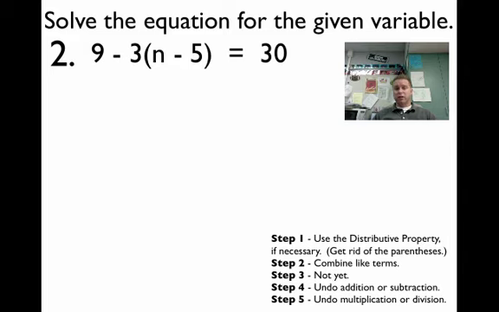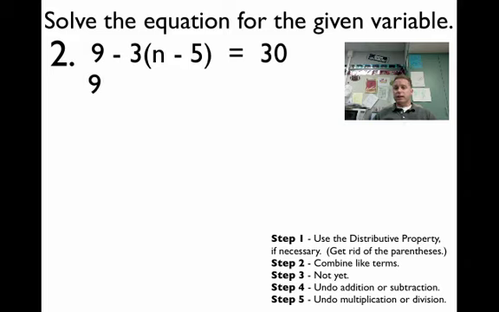Number 2, probably the hardest problem we've got this week, and that's 9 minus 3 times the quantity n minus 5 equals 30. Step 1, look for distributive property. Well, we have it because we have parentheses. Now the problem here is, what are you multiplying by? You're multiplying by a negative 3. Look at the sign in front of the 3. Don't just look at the 3.